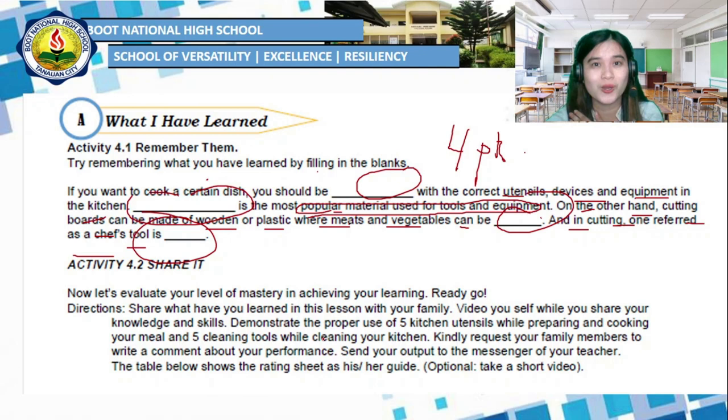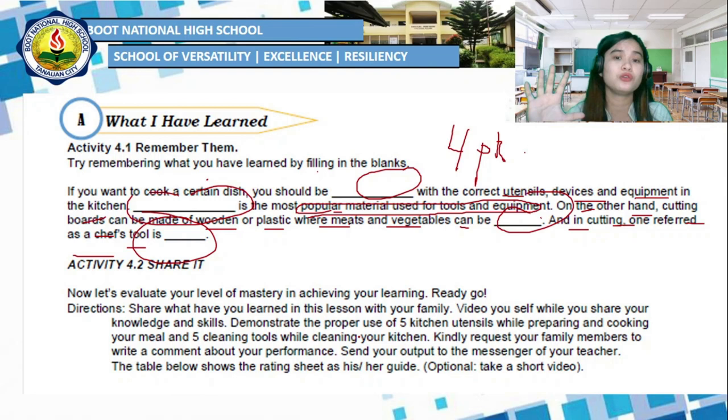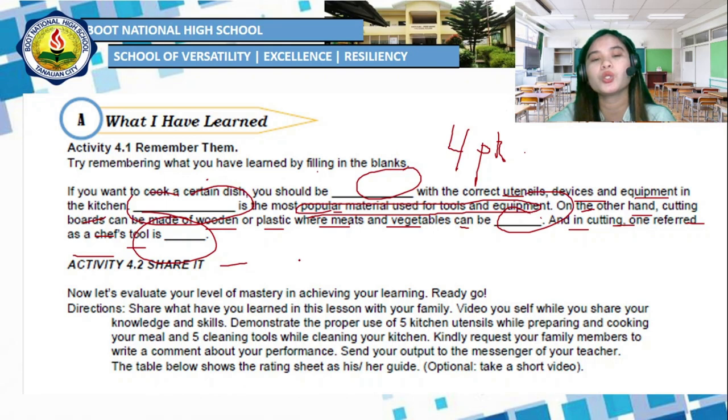Ano? So in activity 4.2, we have the share it. Ang gagawin nyo lang is i-video nyo yung self ninyo while using the 5 kitchen utensils, or kung malilinis nyo yung pinaglutuan nyo, pwede kasi ang idiretso nyo na rin siya ng luto, ano, while performing, para kayo sa Chef Boy Logro. And yeah, so you will introduce the tools and equipment, and then you will cook, and after you cook, you will clean. But make sure to video yourself. Okay? So activity 4.2 will be your performance task.